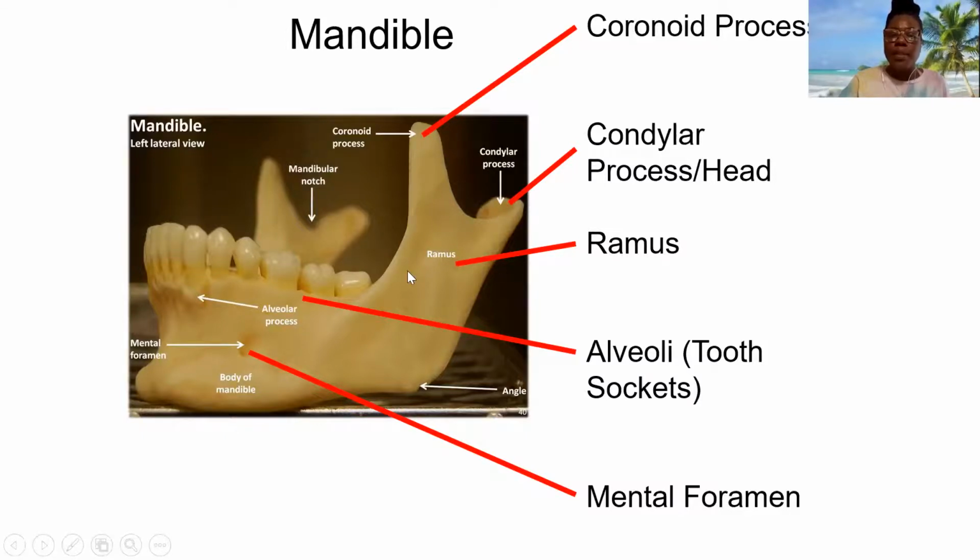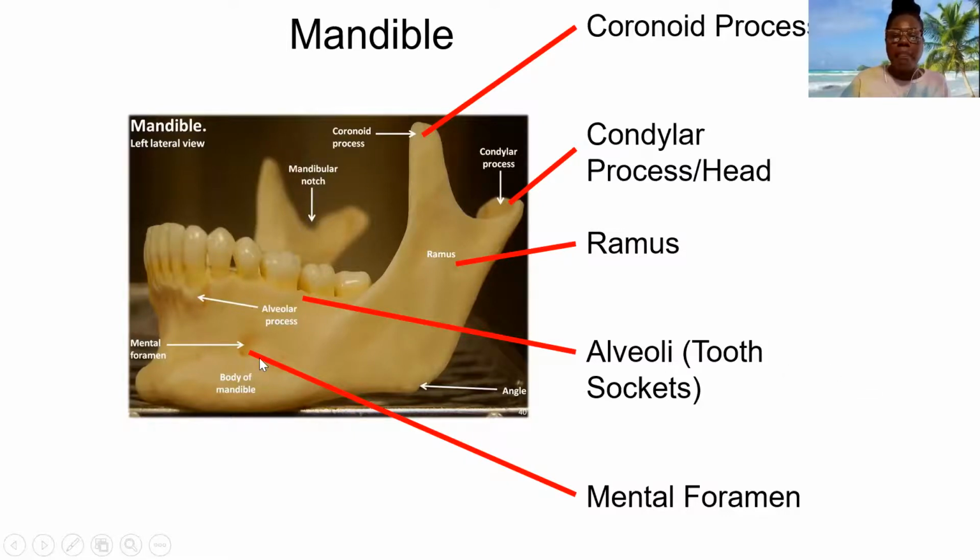Next, we've got the ramus of the mandible, and a ramus is like a connecting strip. We'll talk about rami in other parts of the body, but a ramus is a strip that connects one area to another. We also have the alveoli, or the tooth sockets, of the lower teeth. So the lower row of teeth are located in the mandible, whereas the upper alveoli, or the upper row of tooth sockets, are located in the maxilla, the paired maxilla, excuse me.